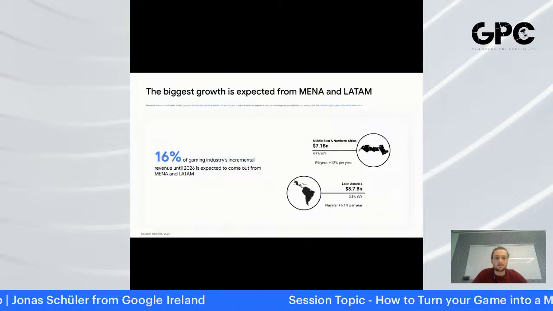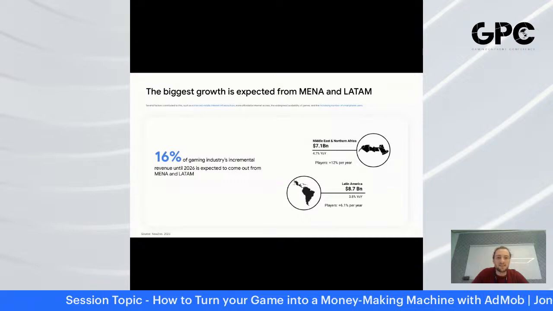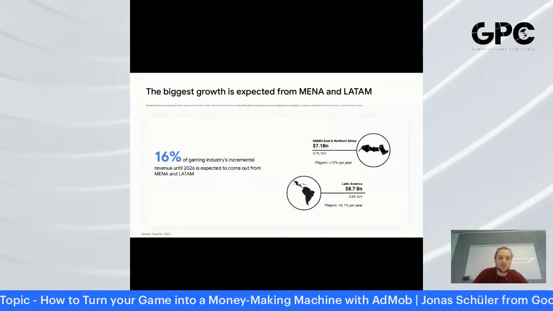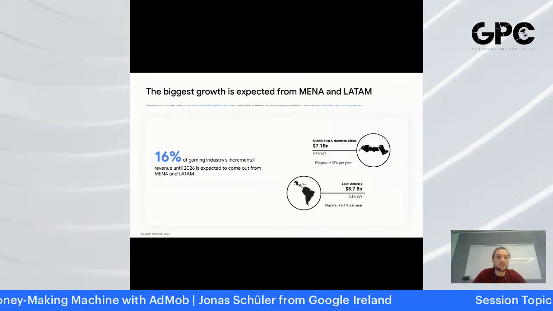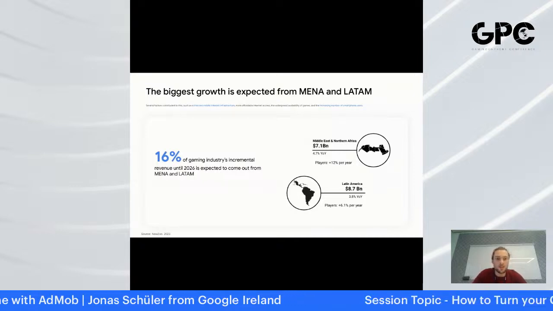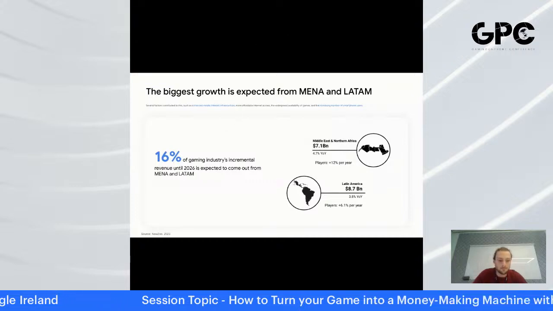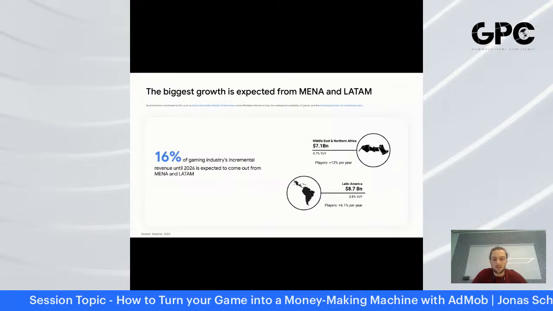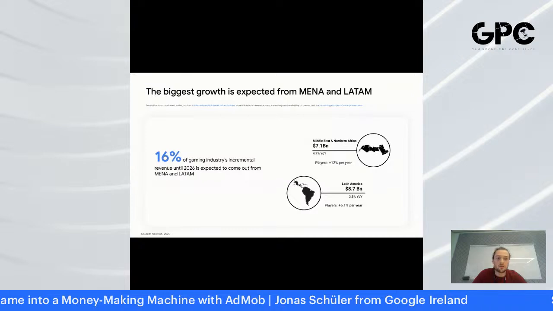Switching over to gaming. In 2026, 16% of the gaming industry's incremental revenue is expected to come from two regions: the Middle East and North Africa, MENA, and Latin America. And I have to say that's a very significant number if you consider the global economy.